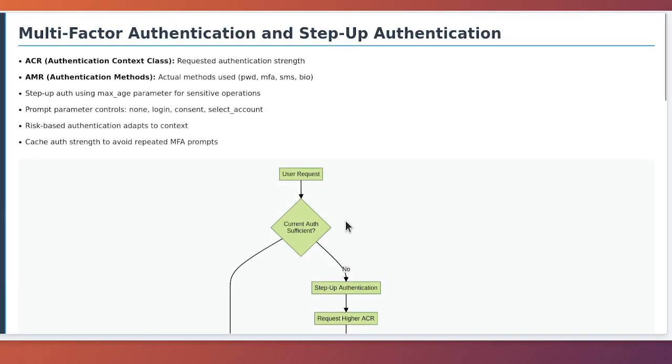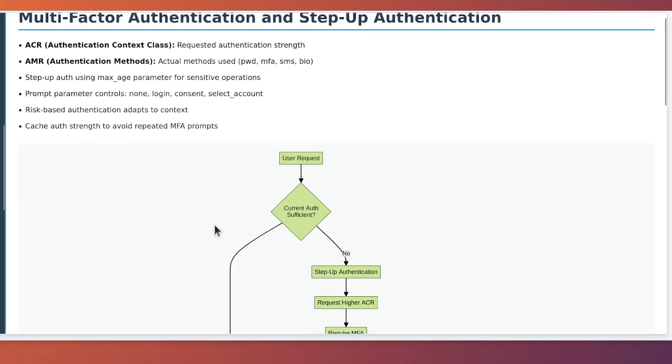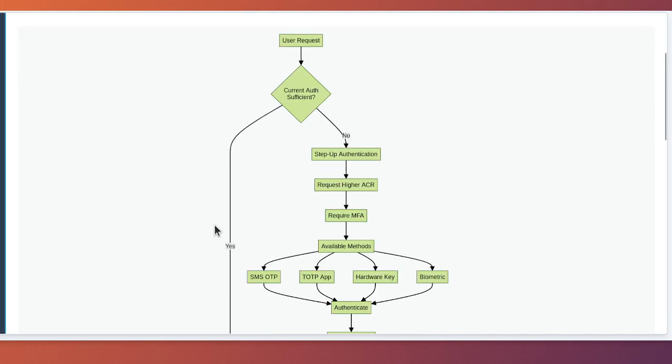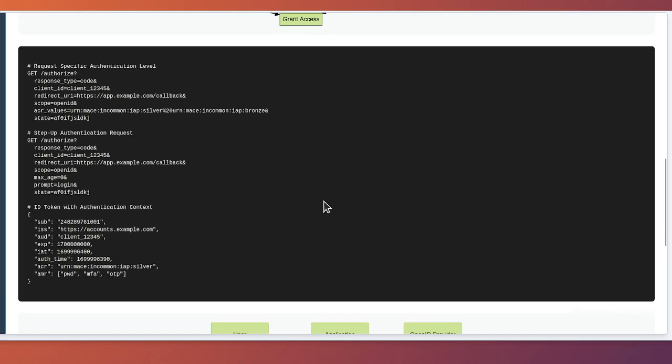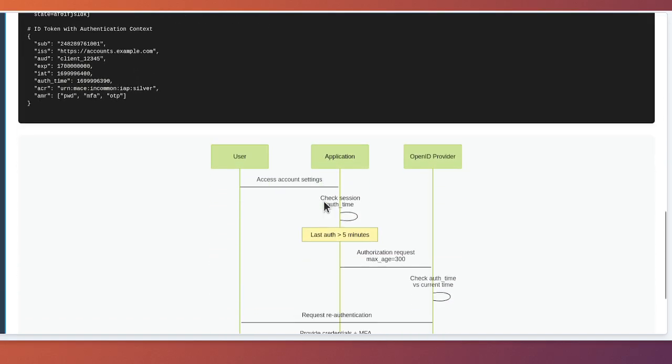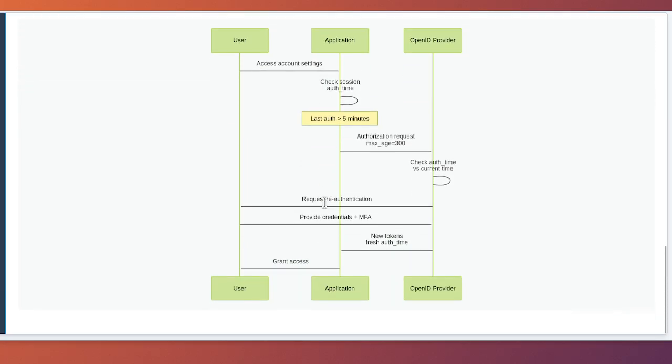Multi-factor authentication and step-up authentication. Multi-factor authentication, commonly abbreviated as MFA, significantly enhances security by requiring users to provide multiple forms of verification before granting access. In OpenID Connect, MFA integration is achieved through standardized mechanisms that allow relying parties to request or require additional authentication factors, and for OpenID providers to communicate what authentication methods were used. This enables applications to enforce security policies that require stronger authentication for sensitive operations without implementing the MFA mechanisms themselves.